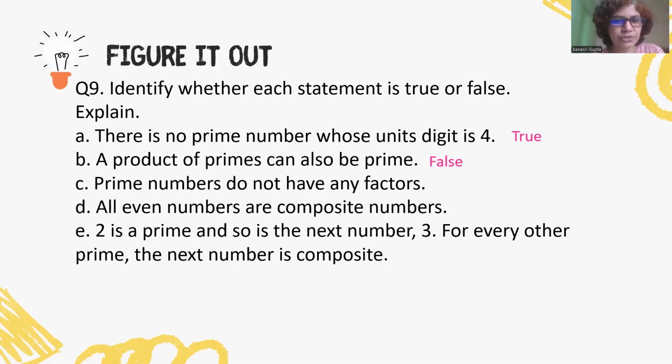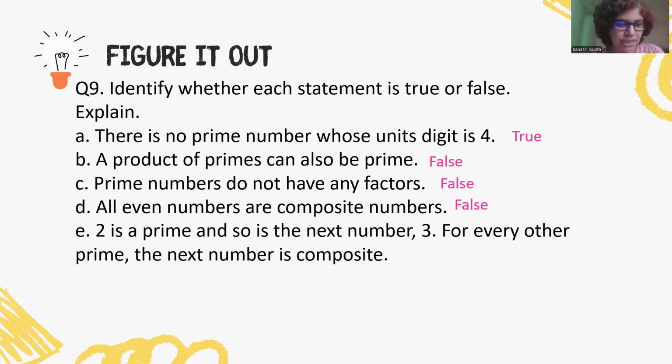Next question is, prime numbers do not have any factors. It is also false. Every prime number has 2 factors. At least every number has 2 factors, one and itself, except for 1. All even numbers are composite numbers. Is this correct? True. False. This is false. Why? Because 2 is one even number which doesn't satisfy this statement. When we say all even numbers, we need to consider all of them. We cannot leave any even number.